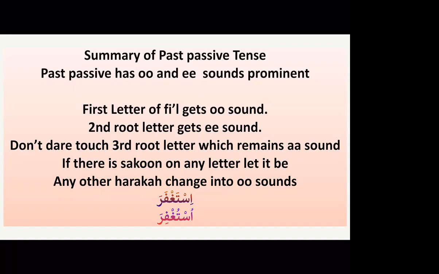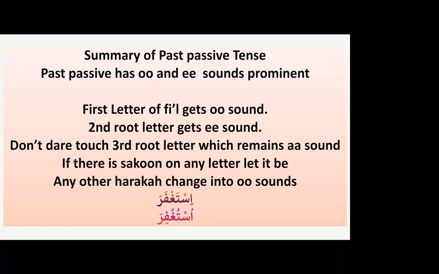Second root letter, now I'm talking about root letter, gets E sound. And don't dare touch third root letter, which remains A sound. So we never touch third root letter. That is having A sound, and that will remain A sound, because that tells us that this is past tense. Now, if there are more letters, and any letter among them has skoon, we are not going to touch them. Any other harika changes into U sound.